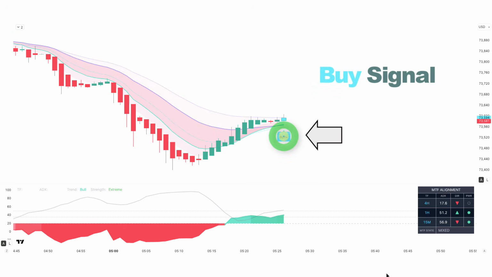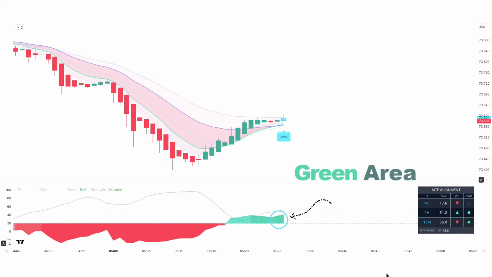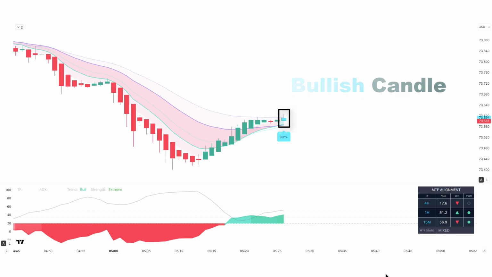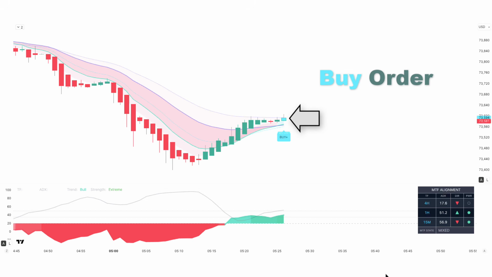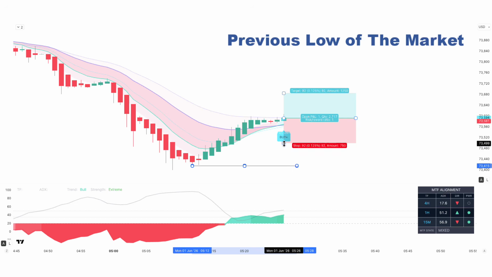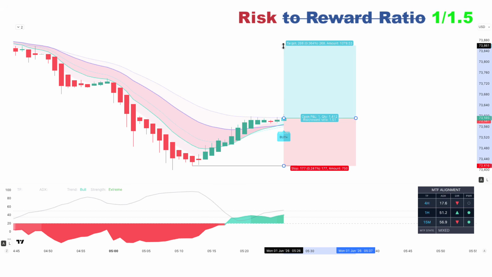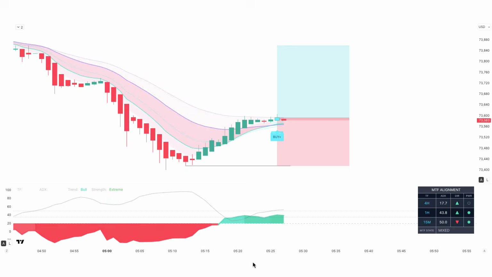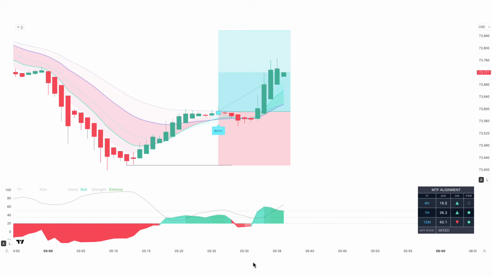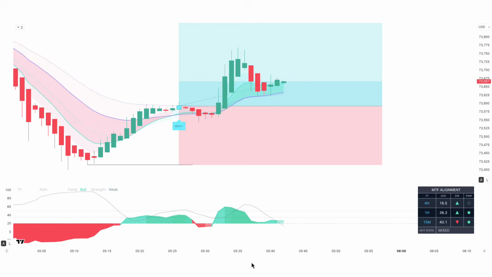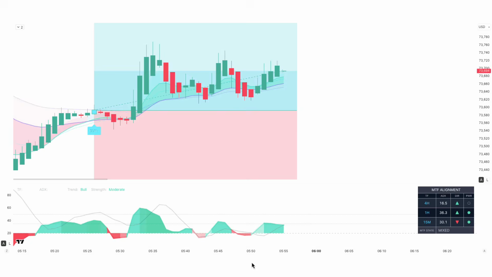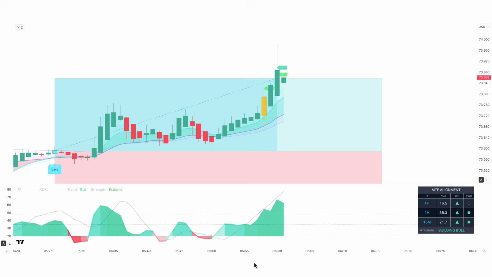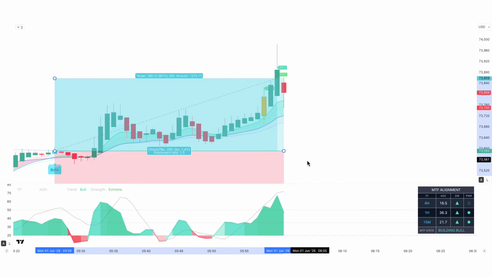Here, the Neural Confluence Engine label up of this indicator is a buy signal. Here, the ADX-DI histogram indicator is a green area. Here, the market has made a bullish candle to give confirmation. So all our conditions are being fulfilled, so we are placing an order to buy. Our stop loss is to be placed at the previous low of the market, and the risk to reward ratio will be 1:1.5. Let's see what happens to our trade. Our trade is running in profit. We have won the trade. Let's find the next trade.